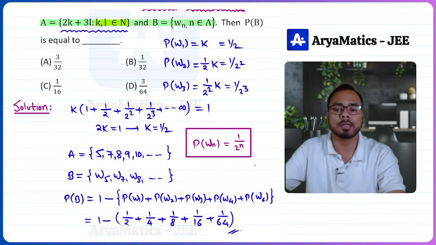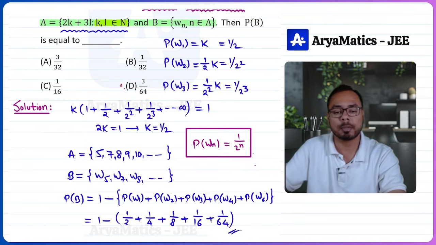Now you can do the calculation. After calculation, you will find that this number will be 3 by 64. And therefore, that should be the correct answer.